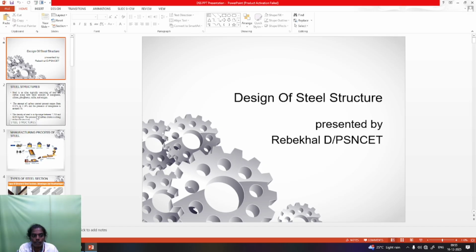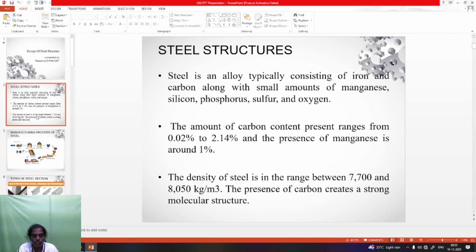So first of all, what are steel structures? What is meant by steel? Steel is an iron-based material, coming from iron ore, with a chemical content of carbon, silicon, phosphorus, sulfur and oxygen. The percentage of carbon defines the types of steel. Less than 2% of carbon is normally used for building construction.